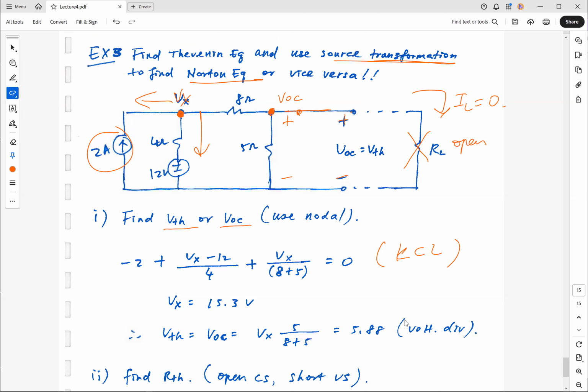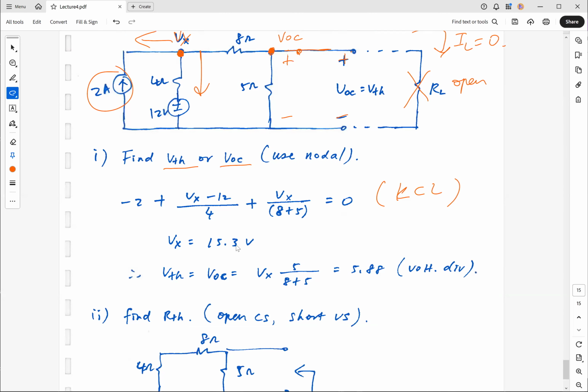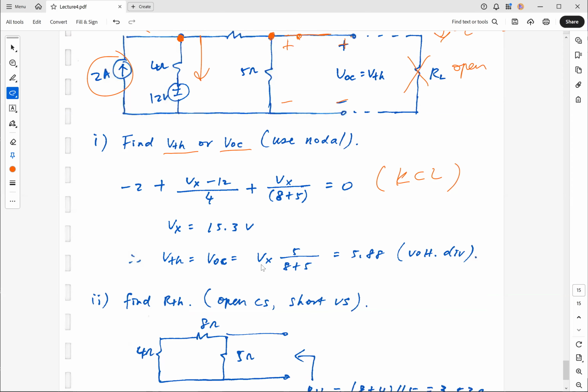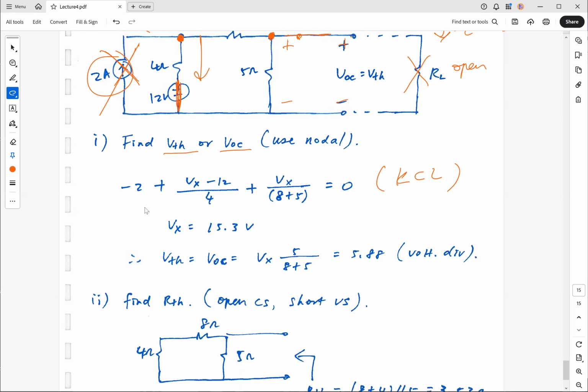Next step is to find RTH. To find RTH, remember we have to deactivate the sources. I have one current source and one voltage source. For the voltage source, I need to short it, and for the current source, I need to open it. So now it comes down to something like this. Remember, this is my RL, I'm going to put it back here.